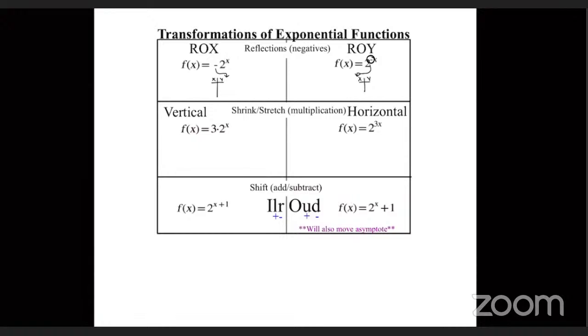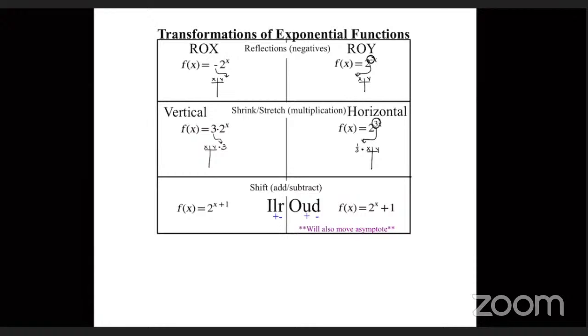Vertical and horizontal shrinks and stretches, again, multiplication, and where are those going to appear? Vertical shrinks and stretches are going to appear in front of our number. Vertical, remember, will impact our Y column by the number that is there. So if it's a 3, we would multiply by 3. Horizontal shrinks and stretches will show up in our exponent. Horizontal inside our function will impact our X column. So if it's a 3, remember inside things will impact our X's by the reciprocal. So I would have in this example multiplied by 1/3 down the X column.